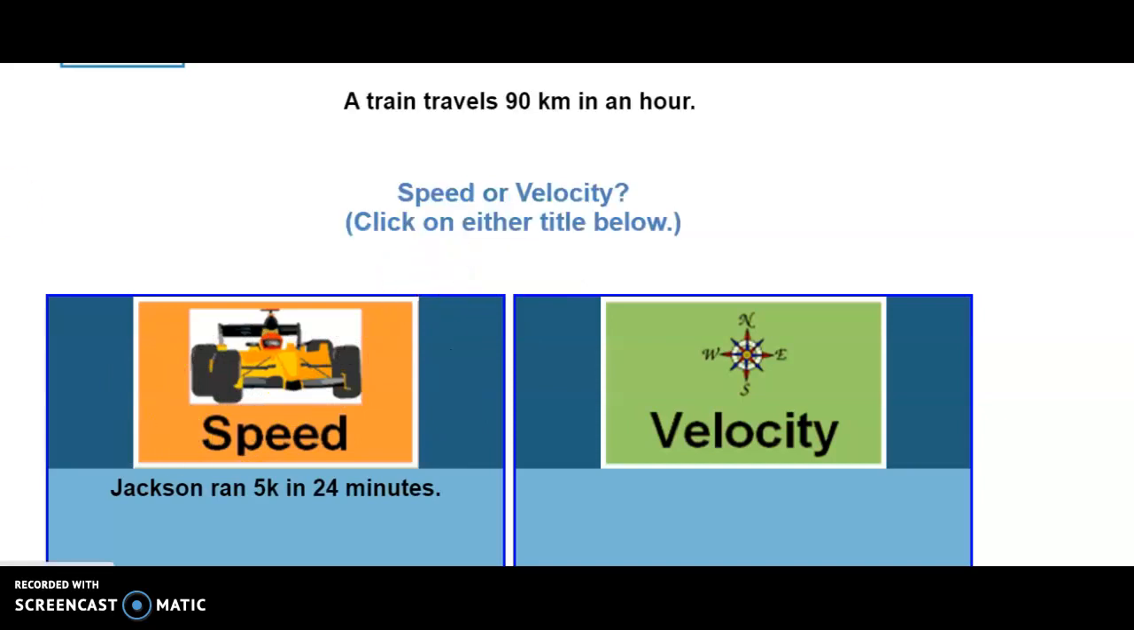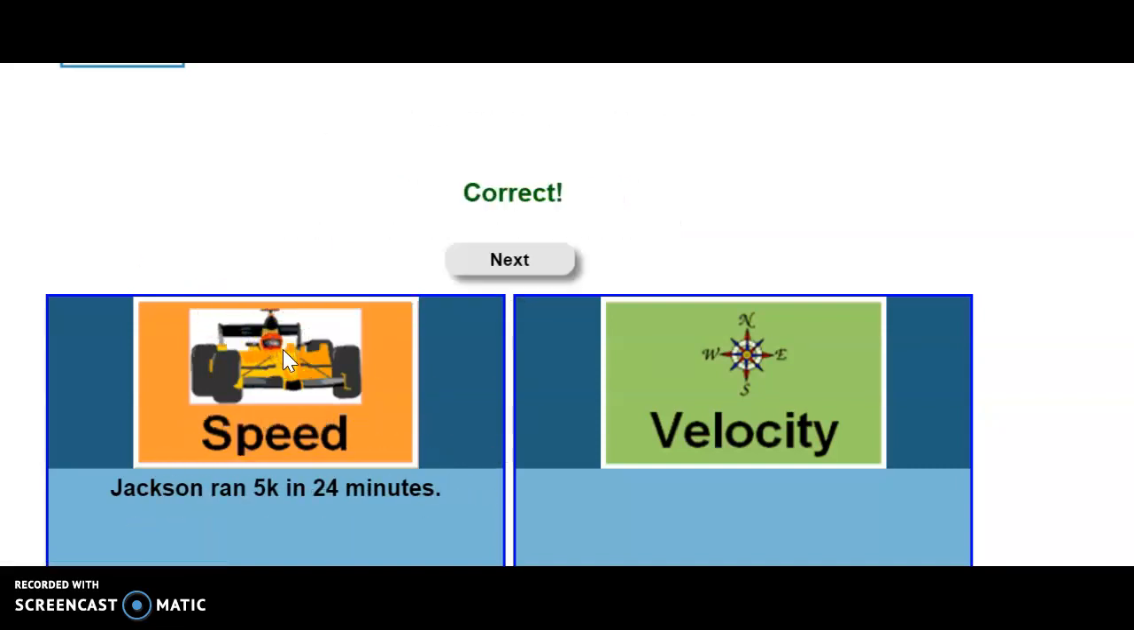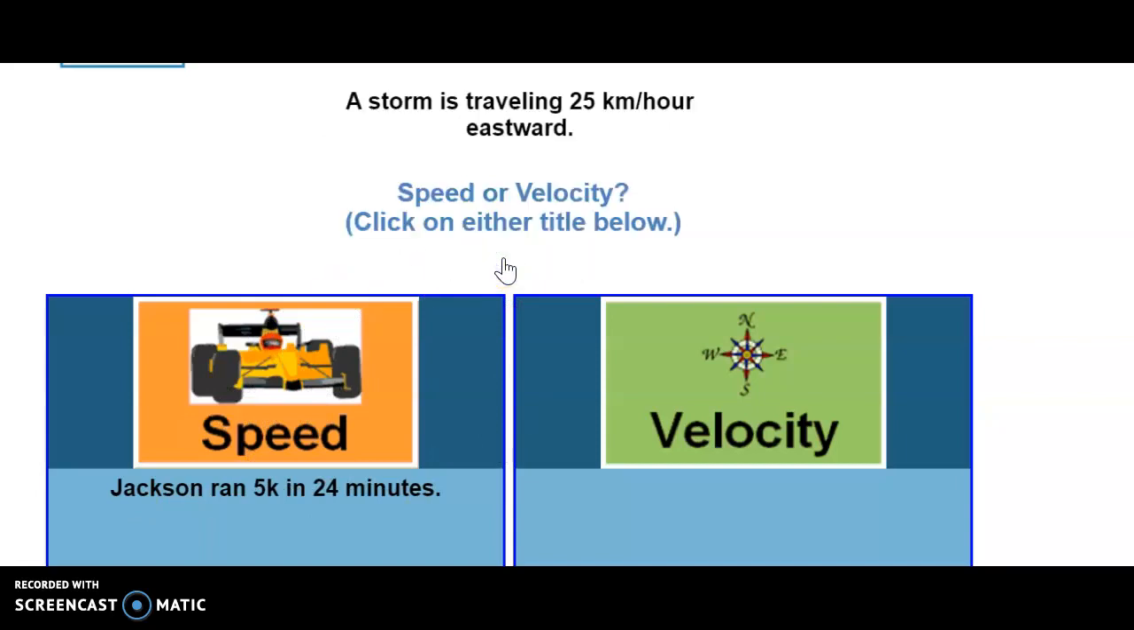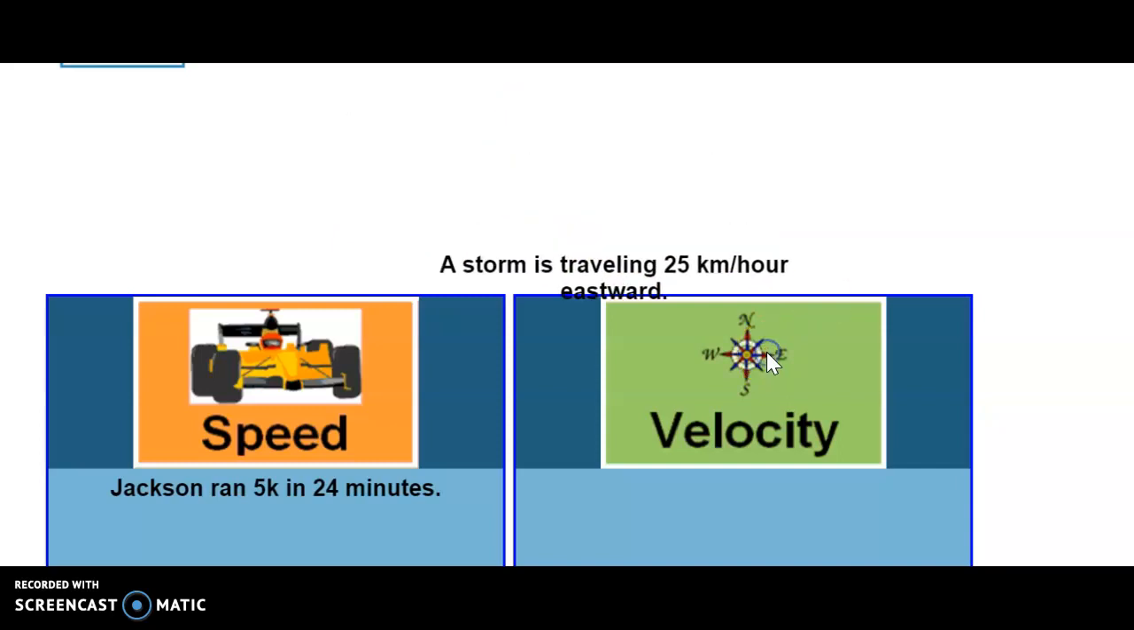Our next statement reads, a train travels 90 kilometers in an hour. Again, pause the video and think about which one this describes, speed or velocity. This is also a speed. There's no direction associated with it. A storm is traveling 2 kilometers per hour eastward. This one's velocity because we have the term eastward.